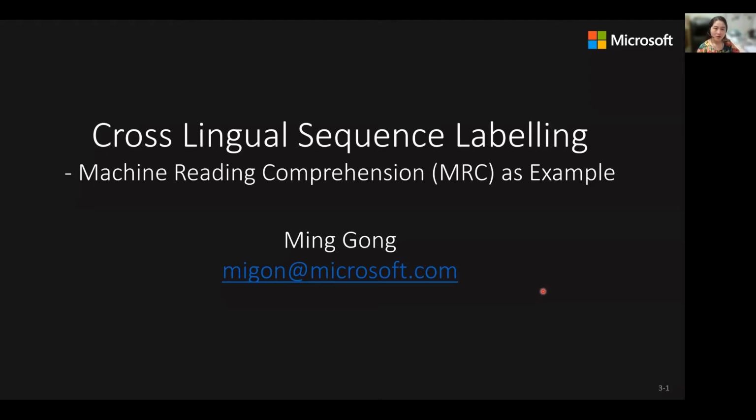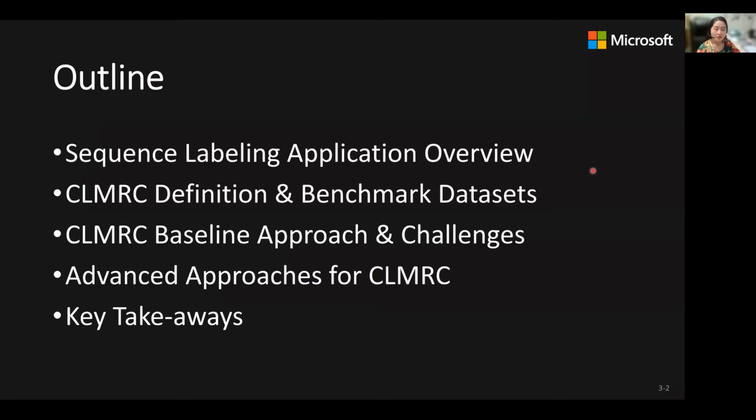In this session, I will talk about a sequence labeling task, mainly taking machine reading comprehension as an example. Here is the outline. Firstly, to recap, I will give a brief overview of sequence labeling applications. Then, taking the cross-lingual MRC task as an example, we will go through three aspects, including the task definition and benchmark datasets, the baseline approach, and the related challenges. To address these challenges, the advanced approaches will be introduced accordingly. Finally, the key takeaways will be summarized.